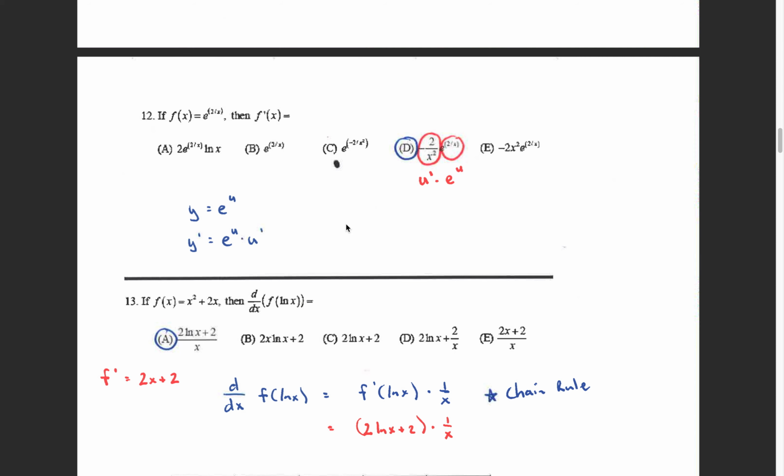The derivative here. So the derivative of e to the u is e to the u times u prime. The derivative of u, the derivative of 2 over x, is going to be a negative 2 over x squared. So that red circle there is u prime, and then of course that's just u.